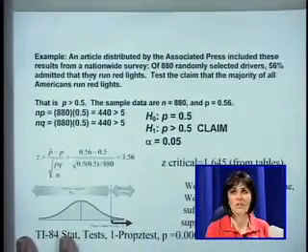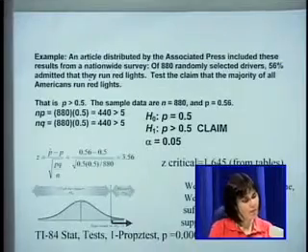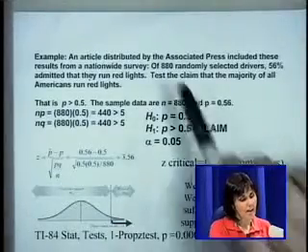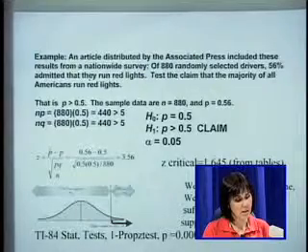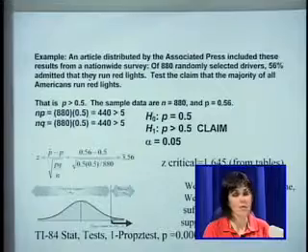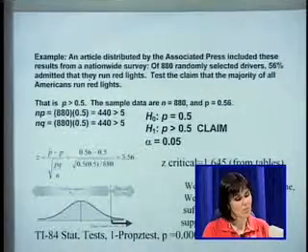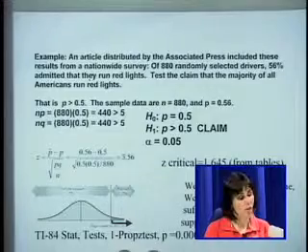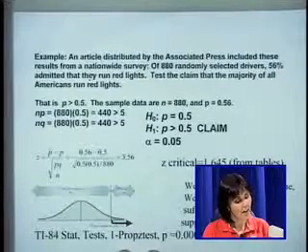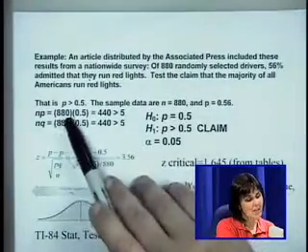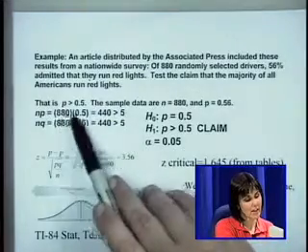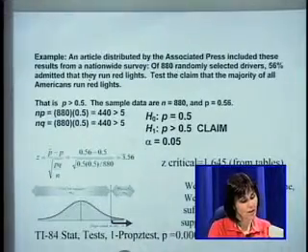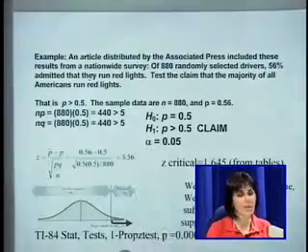I will just read that one for you because it's kind of a crowded slide. Now we have an article distributed by Associated Press, and this is from a nationwide survey. There are 880 randomly selected drivers, and they found out that 56% admitted that they run red lights. Test the claim that the majority of all Americans run red lights. The first thing you start with is to check whether or not you can use all these formulas, and you do that by calculating np. I asked 880 people, and we calculate 880 times 0.5, which is the probability, and then you're trying to figure out whether or not that is bigger or less than 5.